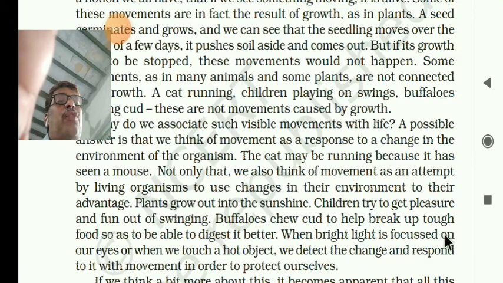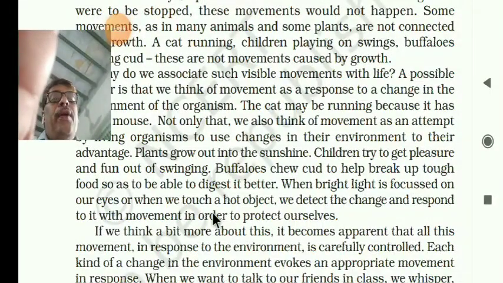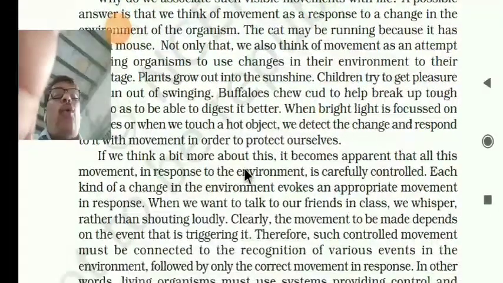When bright light is focused on our eyes, or when we touch a hot object, we detect the change and respond with movement in order to protect ourselves. If we think a little bit more about us, it becomes apparent that all this movement in response to the environment is carefully controlled.